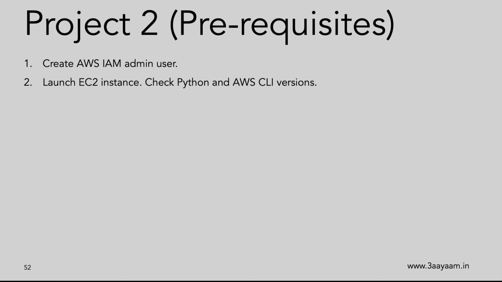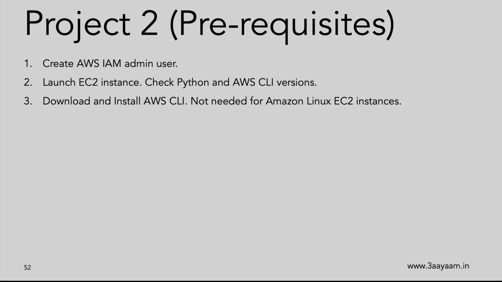And then we'll launch an EC2 instance, and then we'll have to check the Python version and the AWS CLI versions. After that, we'll download and install AWS CLI, which will not be needed if we use the Amazon Linux operating system in the EC2 instances. If you use Amazon Linux, then both Python and AWS CLI would be pre-installed, so we'll not have to install that. But we'll have to configure the AWS command line interface using the IAM admin user that we created in step 1. This is very, very important. We'll have to do the configuration of the AWS command line interface.